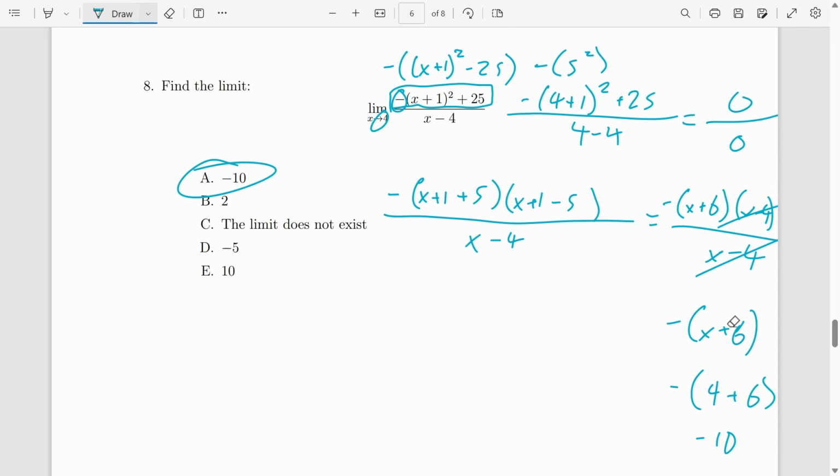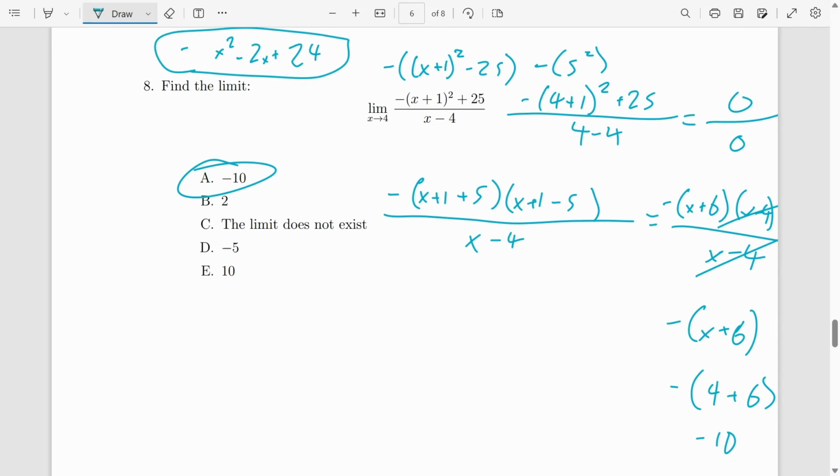In fact, I'm going to do it really quick just to show you that there's multiple ways of doing some of these limits. So it looks like the top part here will multiply out to negative x squared plus 2x plus 1, and that's minus all of that, so negative x squared minus 2x minus 1 plus 25, so this would be plus 24, all over x minus 4. But that'll all get canceled because when you take the derivative of the denominator, it's just going to become 1. So you can ignore that.